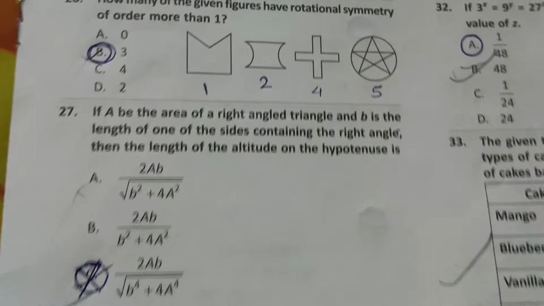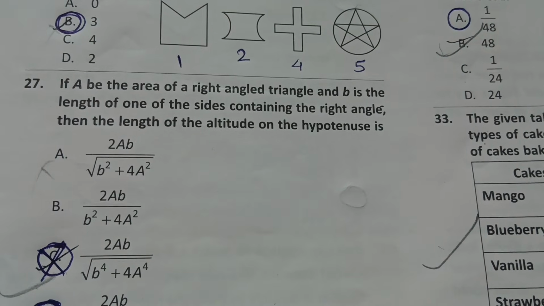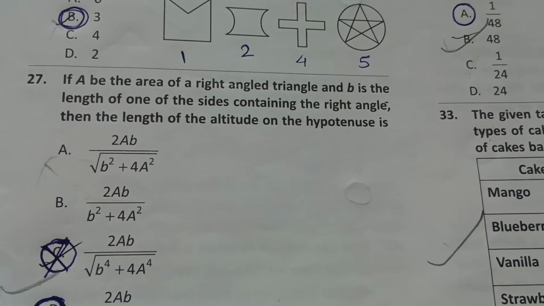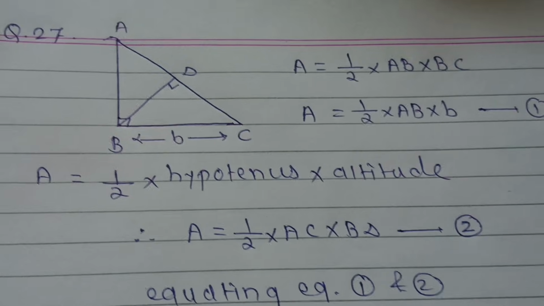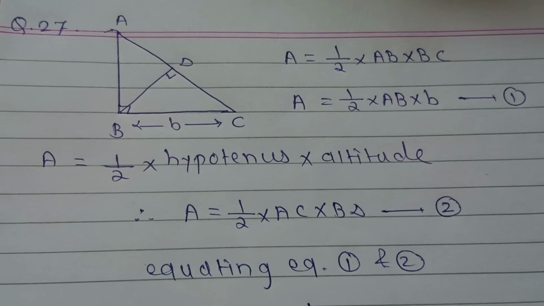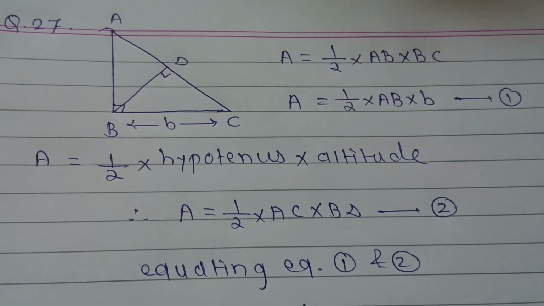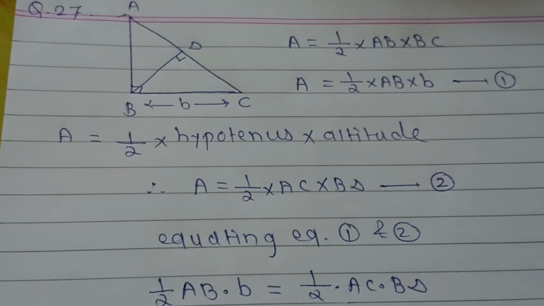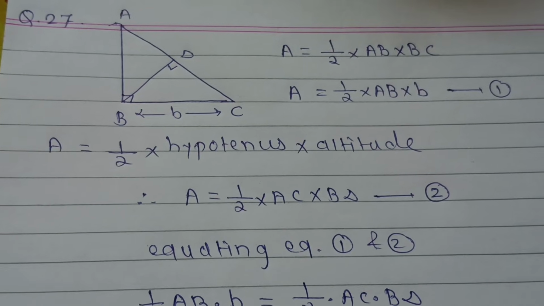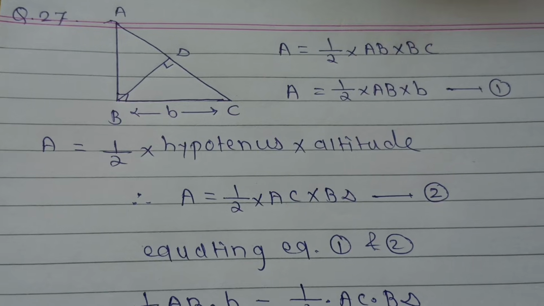Option B. If A is the area of a right angle triangle and B is the length of one of the sides containing the right angle, then the length of the altitude on the hypotenuse is? Let's draw the figure, and we have to find the altitude BD. For that, first we will use the formula of the area of a triangle, half into base into height, and we get the area A is equal to half AB into BC. But BC is equal to B, as given in the question.